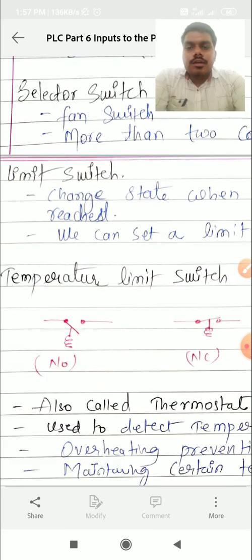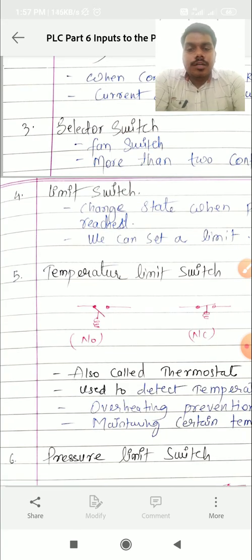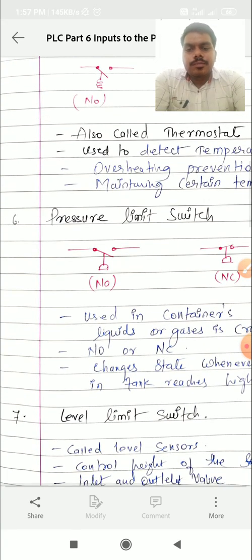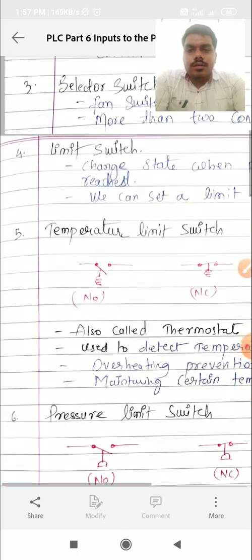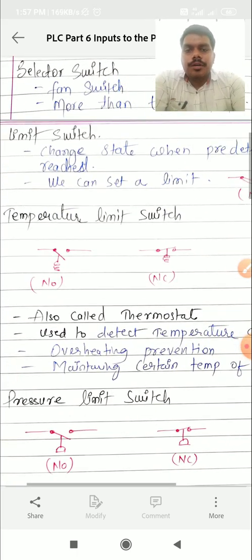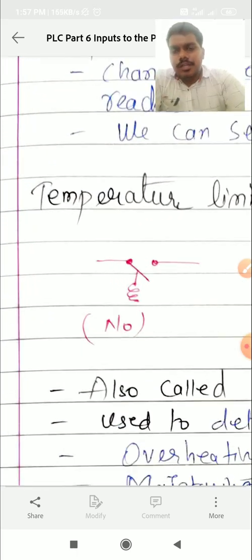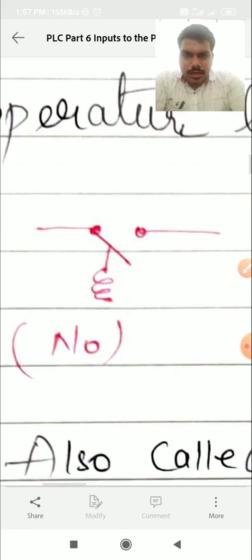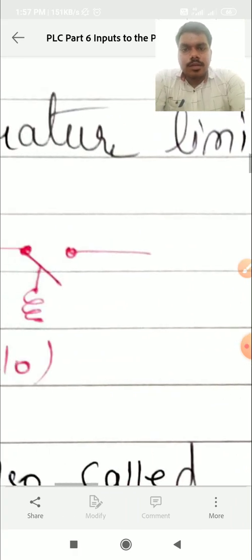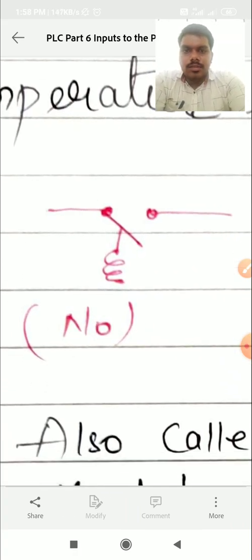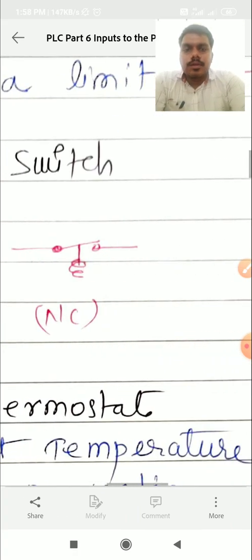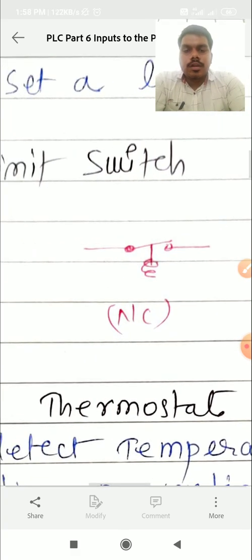Then there is the temperature limit switch, pressure limit switch, and level limit switch. The temperature limit switch is denoted by this symbol. It is also of two types, NO type and NC type. NO is denoted by this. There will be one spring or coil, or NC.